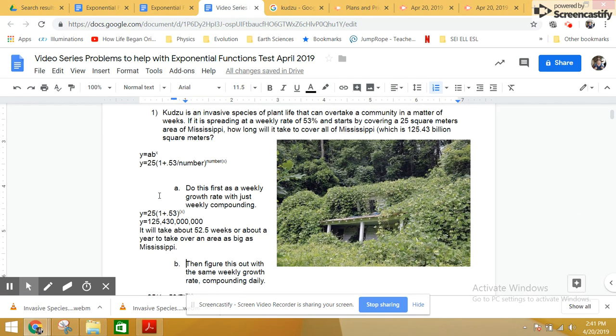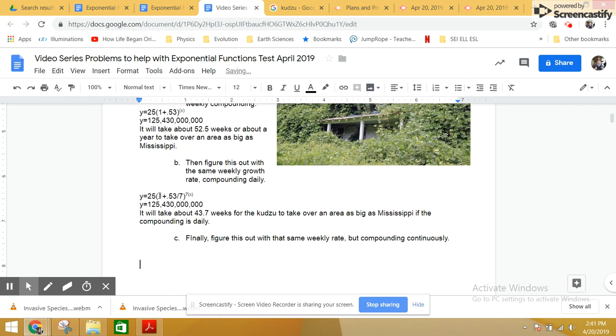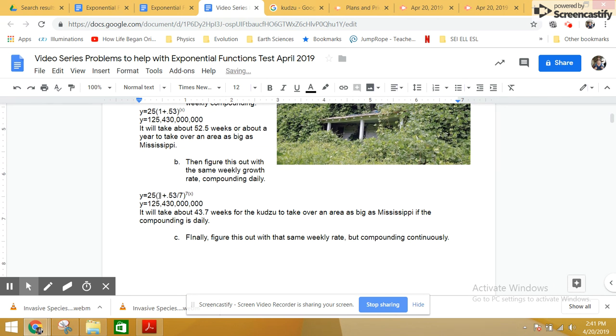All right, so the first two parts were compounding interest, but they were compounding in steps. First, just a weekly rate compounding weekly, and then a weekly rate compounding daily. But finally, the last part asks, and this is how things work more in living systems anyway, about compounding continuously rather than in steps. Life doesn't tend to go in fits and starts. It tends to happen in a more continuous process.